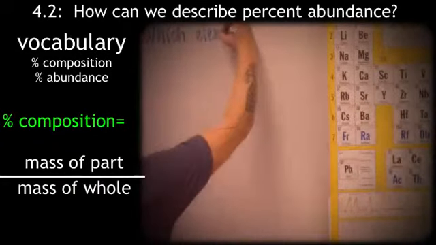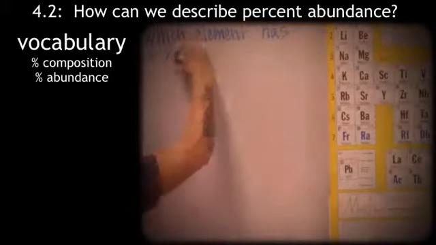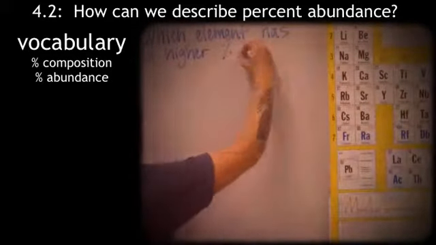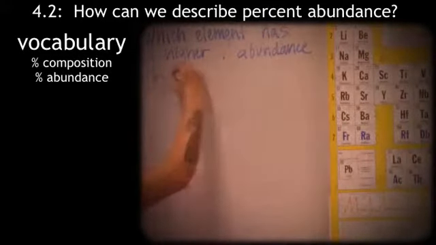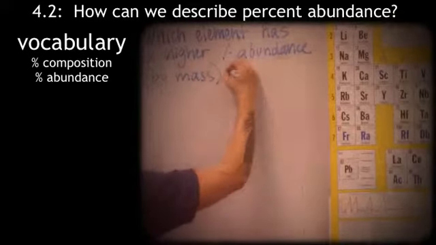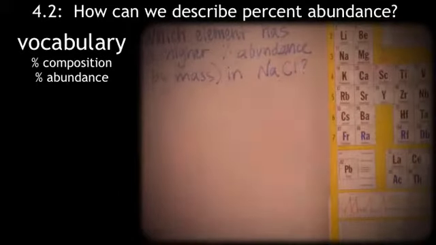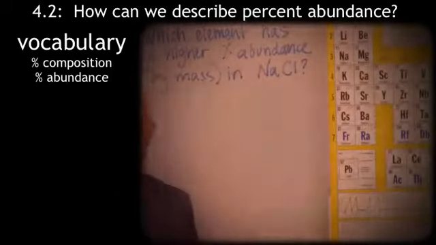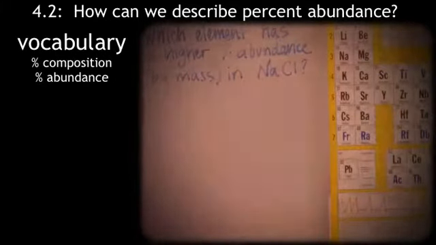Which element has a higher percent abundance by mass in NaCl? Okay, so we're looking between sodium and chlorine. Which element is going to have a higher percent abundance? So again, we need mass of the part over mass of the whole times 100.